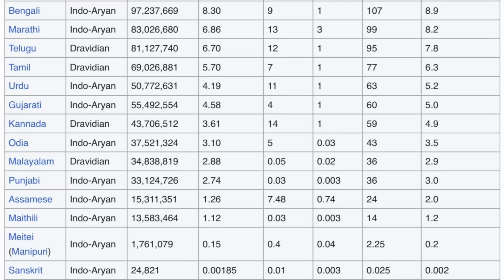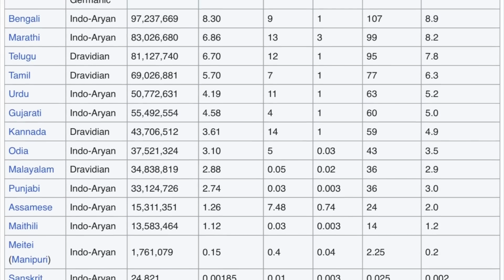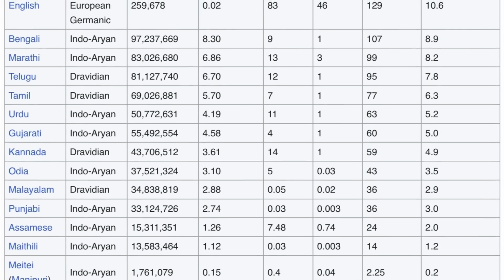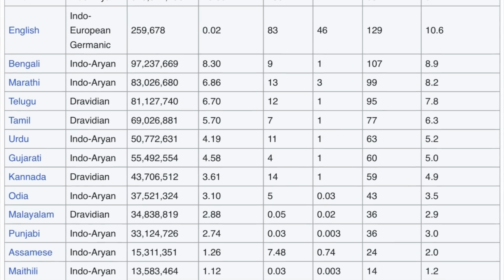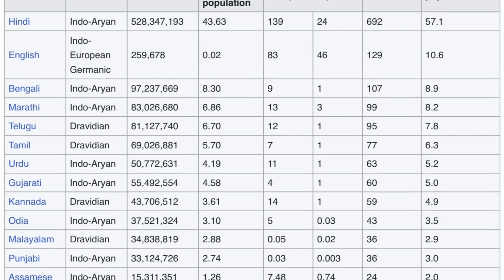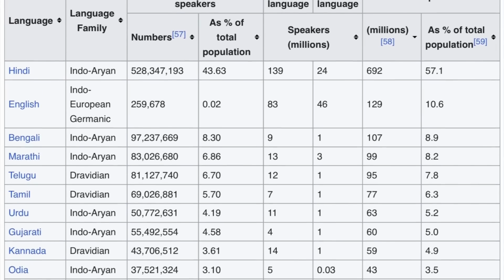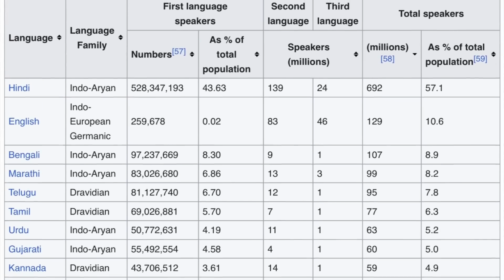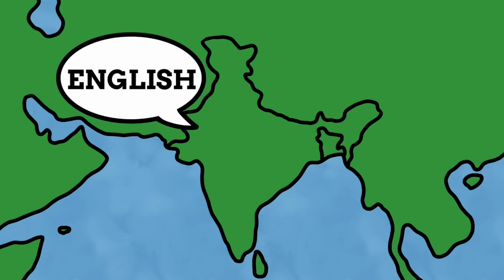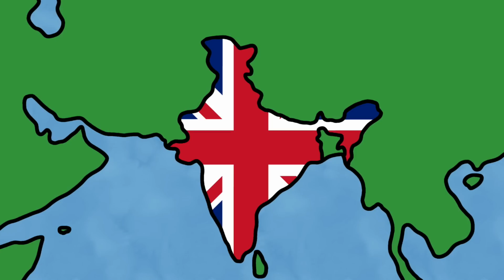Kind of. It doesn't have a huge amount of native speakers, just over 250,000 of the billion plus population of India. English's numbers in India rise dramatically when you include people who speak it as a second or even third tongue. Including all these people makes English India's second most spoken language. English is now India's second tongue, all down to the long period of time the land was under British rule.